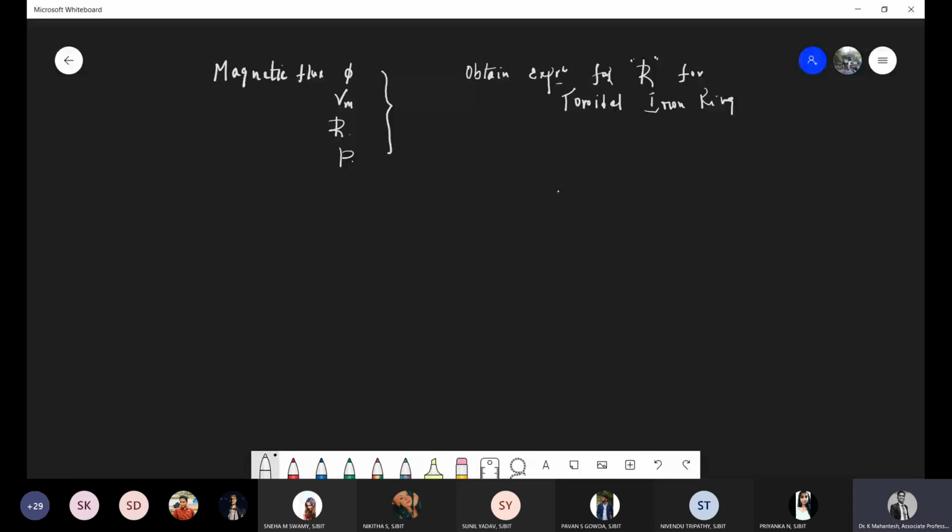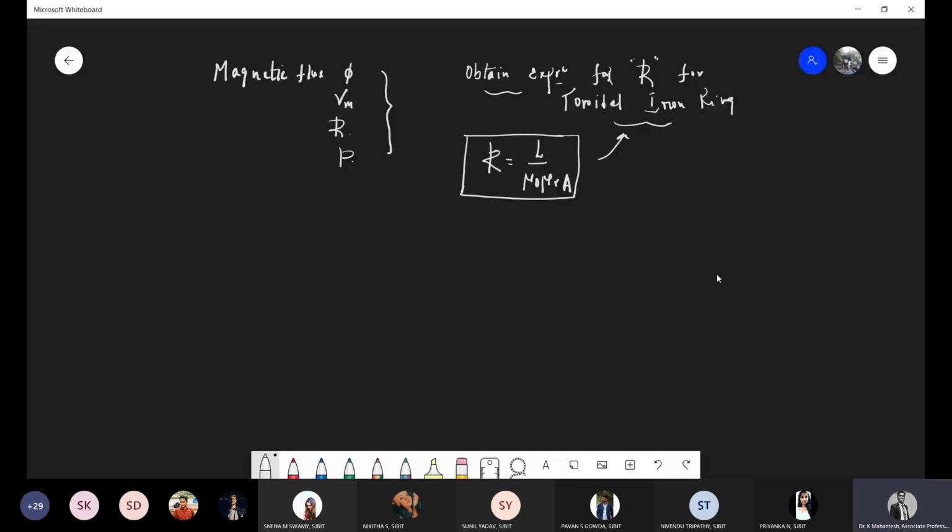You will be obtaining the reluctance, which will be equal to L over mu naught mu R into A. So this is the equation which we are going to derive for this question.